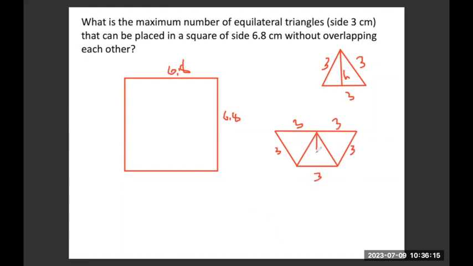This height will be how much? In order to find the height, half of 3 is 1.5 here. The base is 1.5. The hypotenuse is 3, which means 3 squared is how much? 9. 3 into 3, 9 minus 1.5 squared. 1 second, I have to calculate. I don't know. Not that quick. 2.25.